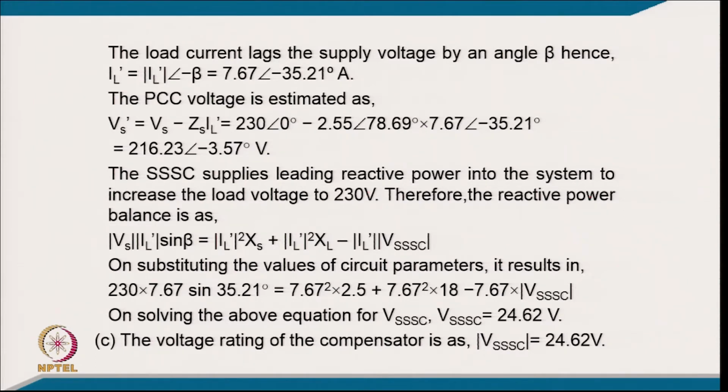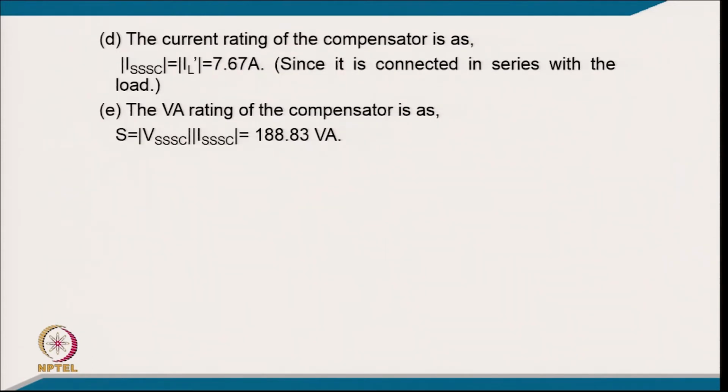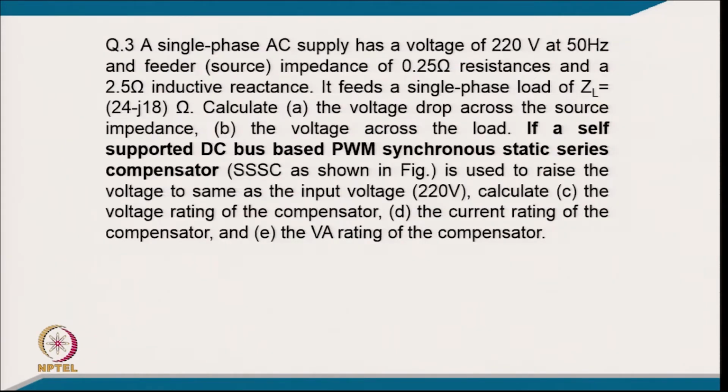So, VL IL sin beta equal to IL squared Xs plus IL squared XL minus the injected voltage times IL, that is IL VSSSC. On substituting the values of circuit parameters and solving this, we get VSSSC equal to 24.62 volt, and the voltage rating will be the same, 24.62 volt. The current rating of this compensator is the same as the load current, that is 7.67, and the VA rating will be the voltage rating times the current rating, which comes to 188.83 volt ampere.